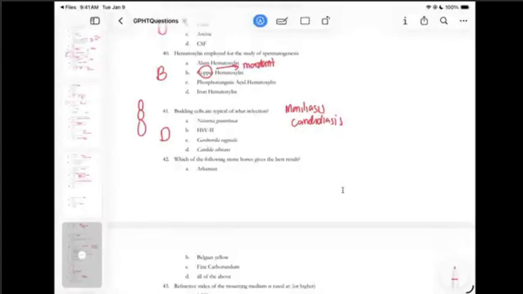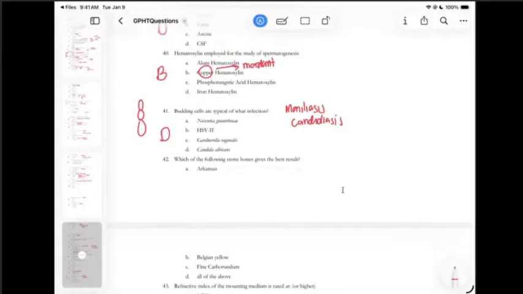Gonorrhea, those are diplococci, cocci in pairs. Herpes shows multinucleated cells. Gardnerella, you look for the clue cells. Okay. So for number 41, this is letter D.